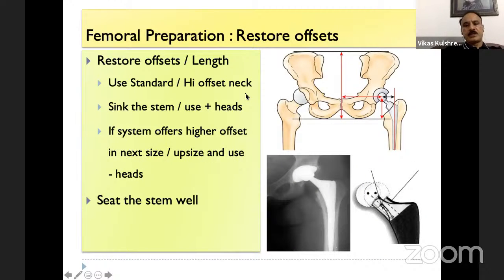Femoral preparation also involves planning your offsets. So as we discussed, if it's a high offset femur and you don't have a high offset stem, you need to adjust your neck cuts. You need to sink the stem, use plus heads. And if there is a higher offset stem available in your trials, you should decide that I may need to go in for a higher offset stem. So it needs to be available for your surgery.